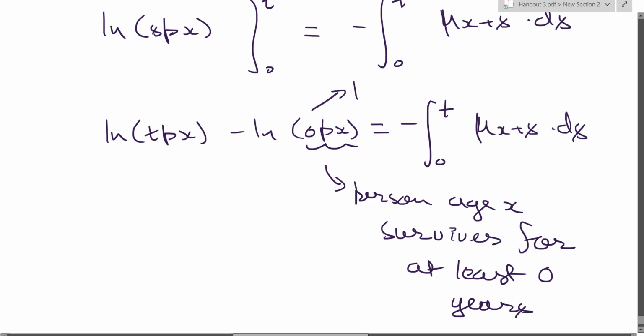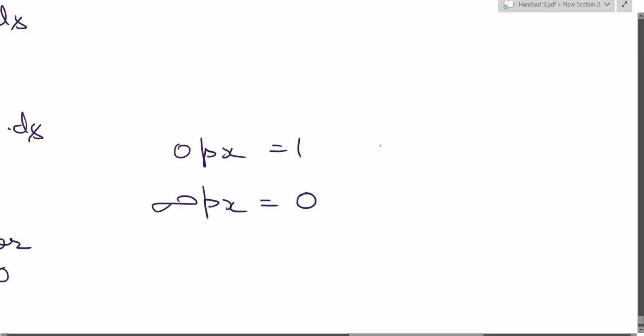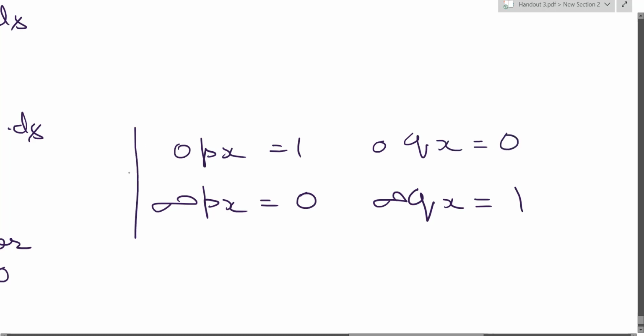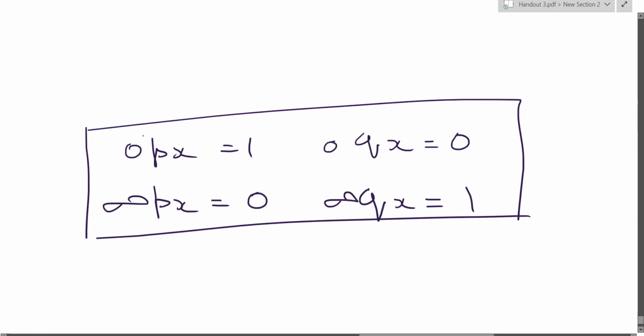Similarly, you can note that infinity Px is equal to 0. 0Px, as I told you, is equal to 1. And you can also conclude from this that infinity Qx, that is the probability that a person will die in the next infinite years, is a sure event. This will be equal to 1. And 0Qx, the probability that someone will die in the next 0 years, is 0. So these are some things you should know. Taking this into consideration, these 4 things are important.